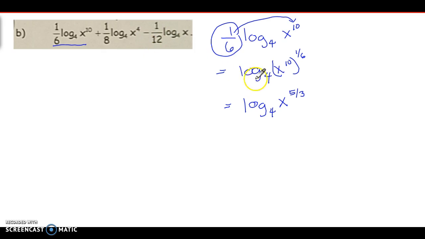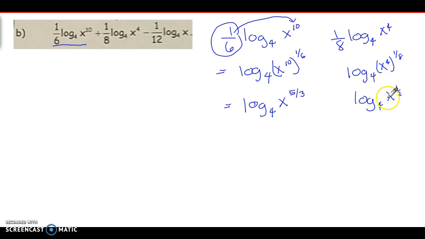Okay. So now let me just do it one by one. So this is the first part. Now the second part would be 1/8 log 4 x to the 4th. So now this becomes log 4 of x to the 4th in parentheses to the power of 1/8. 4 times 1/8, that becomes log 4 x to the 1/2. All right, so they're both log 4.